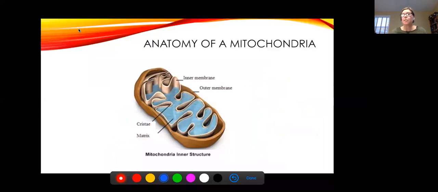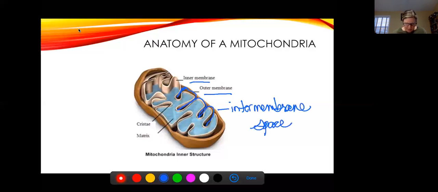So one of the things you need to understand about this is the mitochondria. This is the organelle we'll be working in. With the mitochondria, we have two membranes: the inner membrane and the outer membrane. The space in between is called the intermembrane space. Then the stuff inside, all this stuff inside, that's the matrix. And then we have these folds here. Those folds are the cristae, and those folds are in the inner membrane.